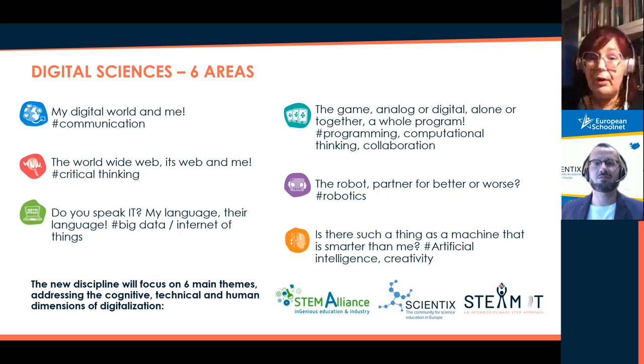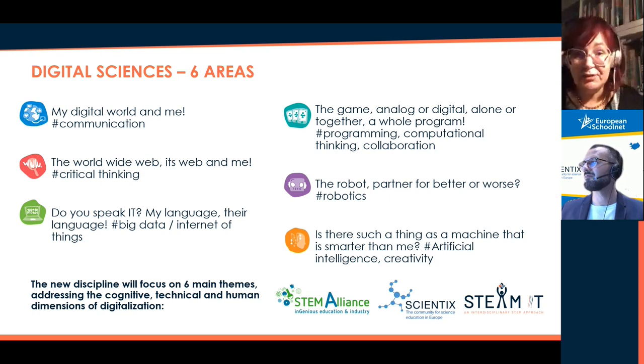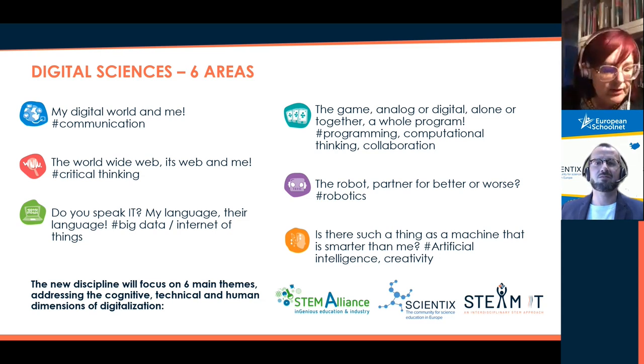The last area is about artificial intelligence. Is there such a thing as a machine that is smarter than me? It's also about creativity, and in this area we are starting very basically with face recognition, because if it is on Snapchat or Instagram or other places, the students of today really use it very often with the bunny ears or some more or less creative stuff, but they don't know that only for that filter function you need artificial intelligence. And then we are inviting them to play around with the data and seeing how the human part is behind artificial intelligence, in labelizing, categorizing data, and making machine learning possible.